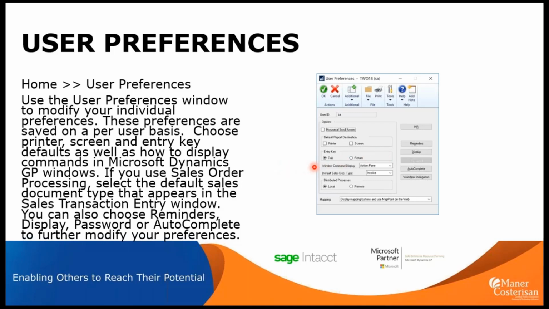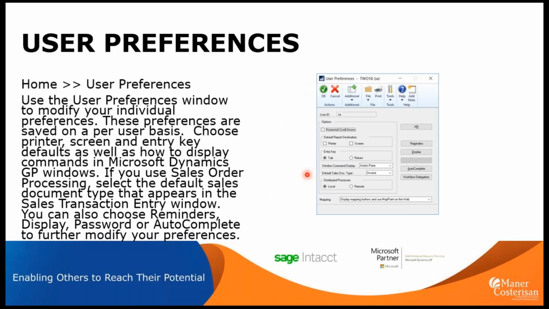The window command display, this is something that many people who have had prior versions of GP will know that there used to be a file menu structure. Whereas now, as you can see here, it's more of an action pane or a ribbon, which is very consistent with other Microsoft products such as Excel or Word or any of the other Microsoft items out there.